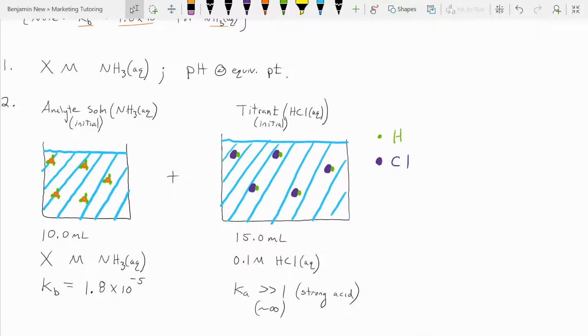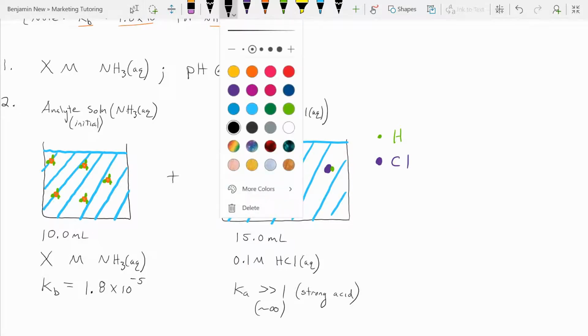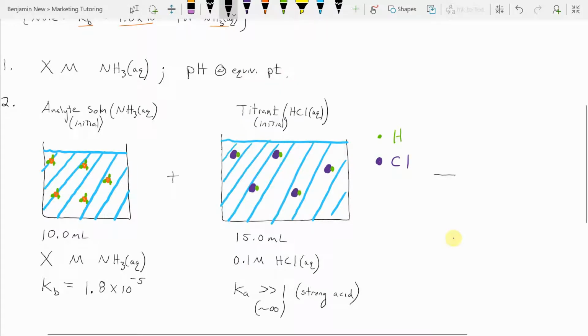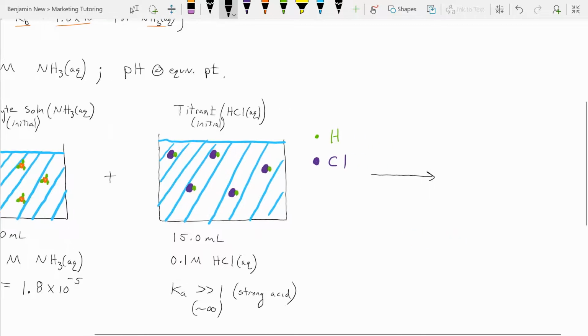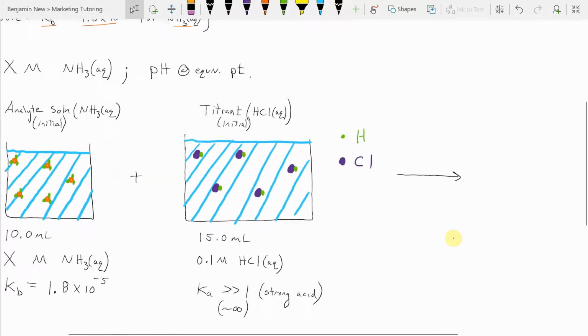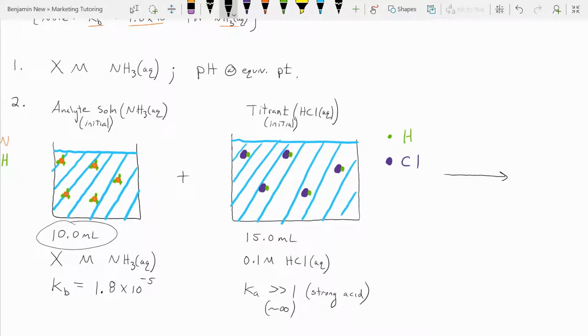All right, so when we add the titrant to the analyte solution, we're going to get the fully titrated solution at the quote-unquote equivalence point. So let's go ahead and draw that. And notice we're going to get the addition of those two volumes since we're going to add these together. In principle, you're dripping it in drop by drop, and at the equivalence point, there's going to be some color change.